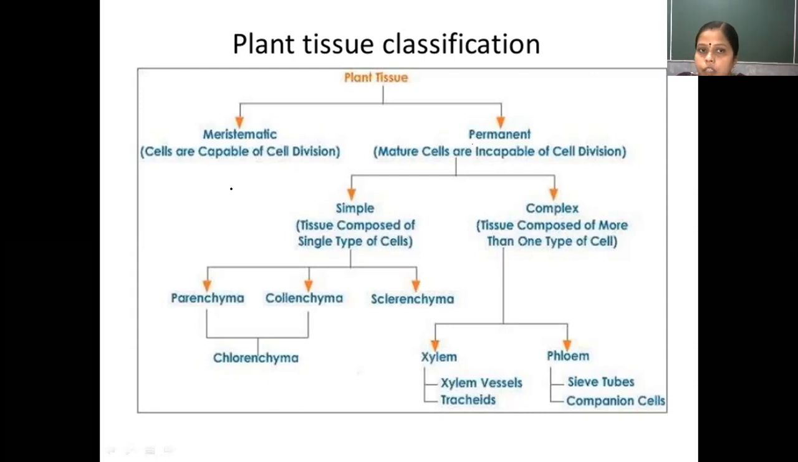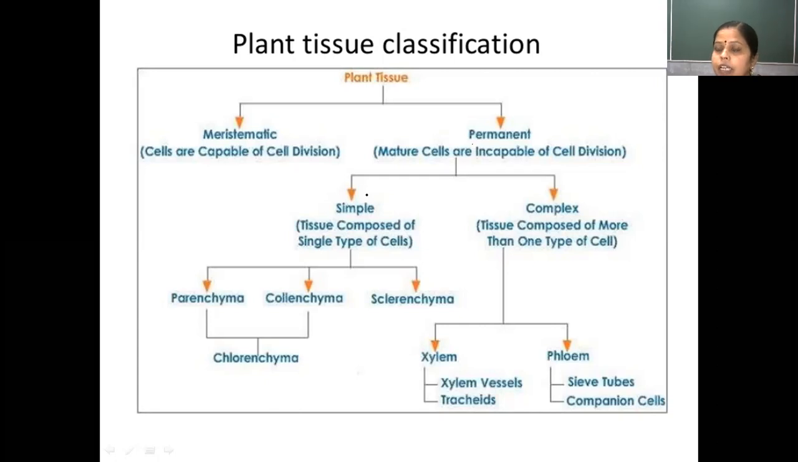Again, meristematic tissue is divided into many types as well as permanent tissue. The permanent tissue, depending upon their appearance, is again divided into simple and complex. About the meristematic tissue, I'll discuss in the next slide. I'll complete this flowchart first. So the permanent tissue is divided into two types, that is simple permanent tissue and complex permanent tissue. What is the meaning of simple permanent tissue here?